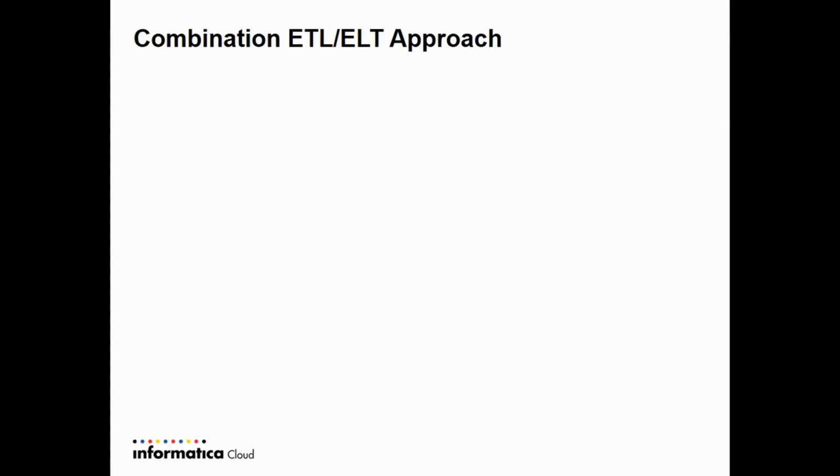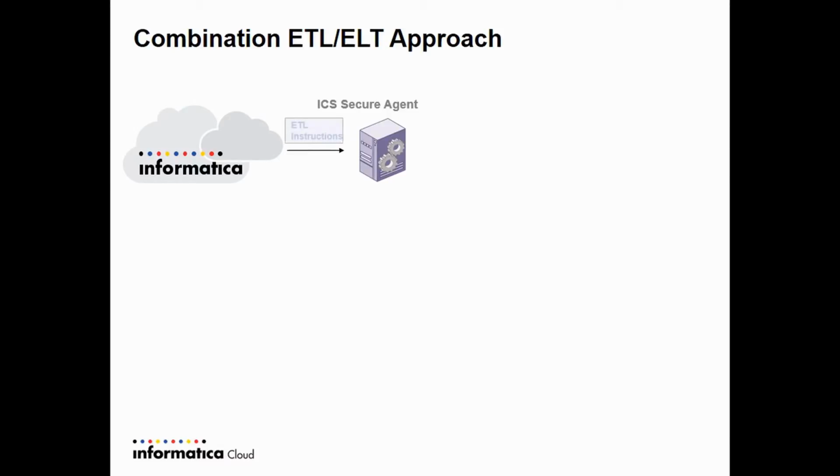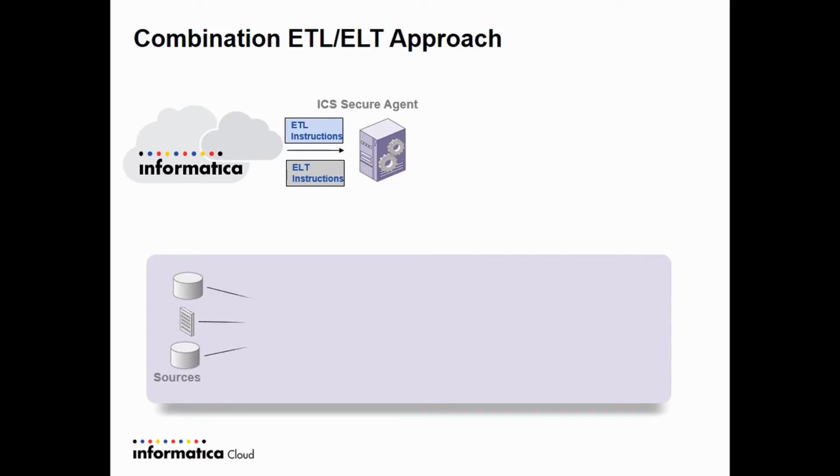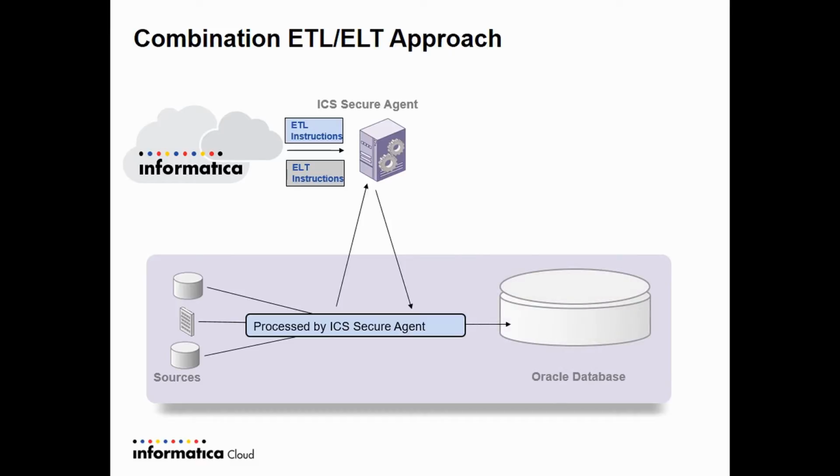Now that we already have discussed a gist of the combination ETL-ELT approach, let us now discuss the same in more detail. Initially, Informatica Cloud communicates with the ICS Secure Agent and passes both ETL and ELT instructions to it. With the help of these instructions, the secure agent extracts the data from the required source and processes it according to the ETL instructions provided. The secure agent then loads the transformed data to a target database, say Oracle.